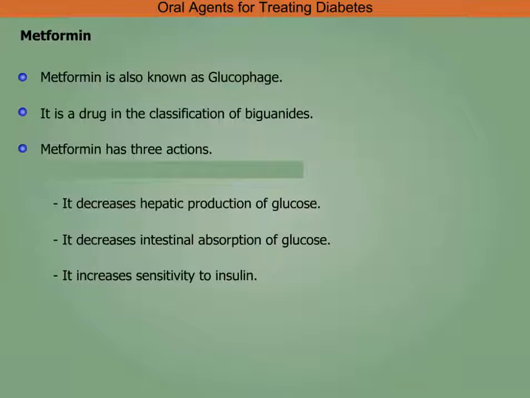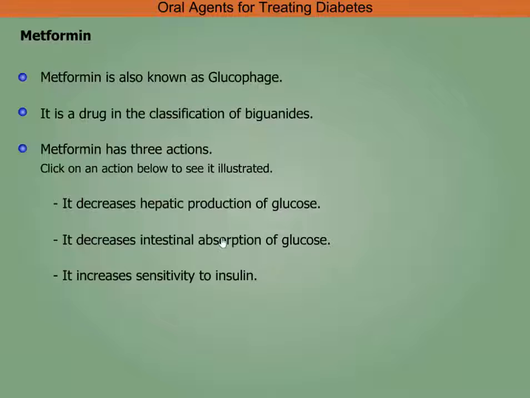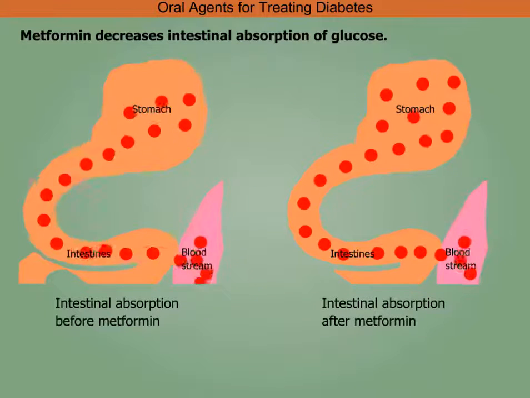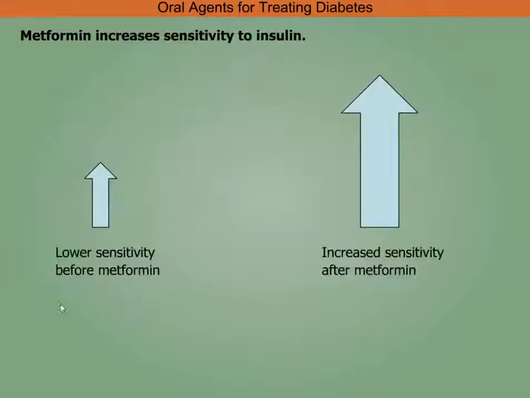Metformin is also known as Glucophage. It is a drug in the classification of biguanides. Metformin has 3 actions. Let's look at each action below to see it illustrated. It decreases hepatic production of glucose. It decreases intestinal absorption of glucose. And it increases sensitivity to insulin.